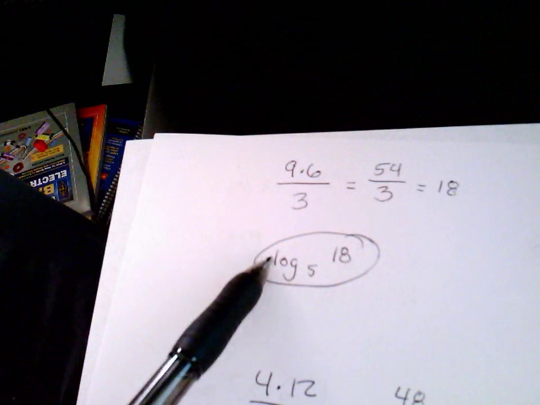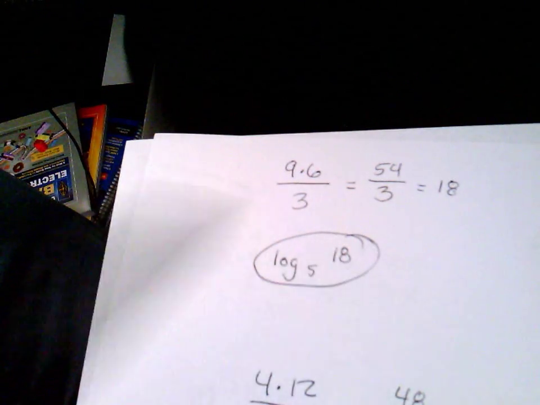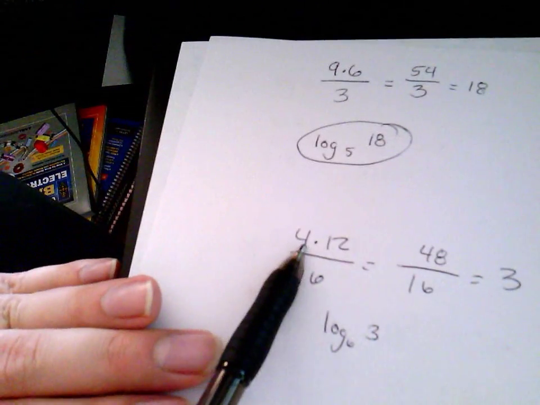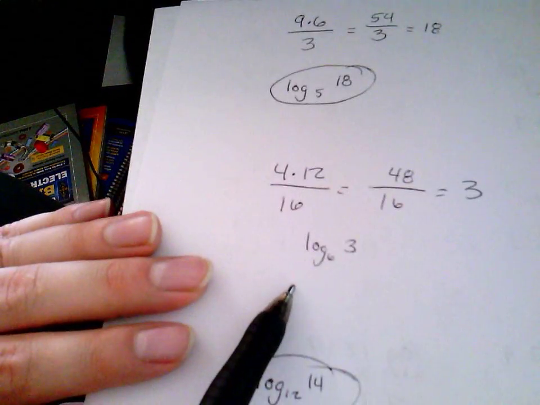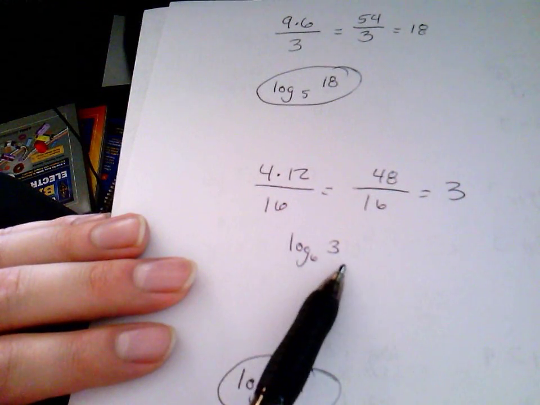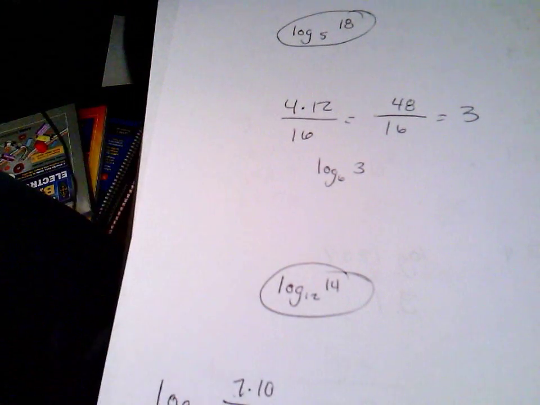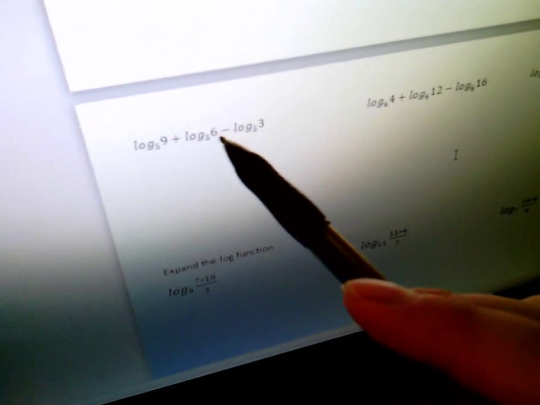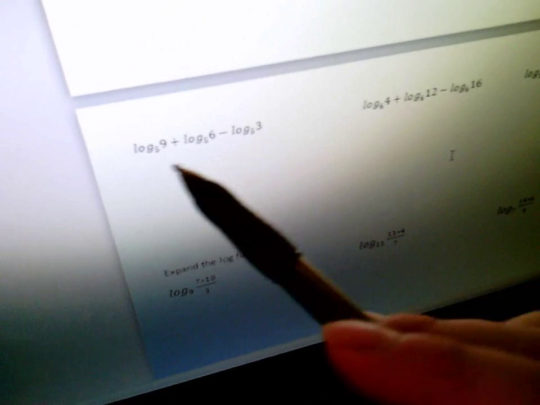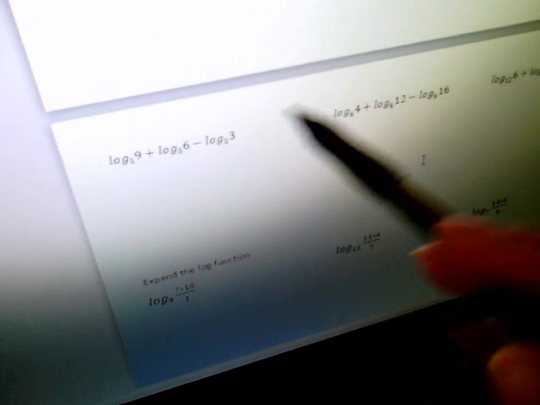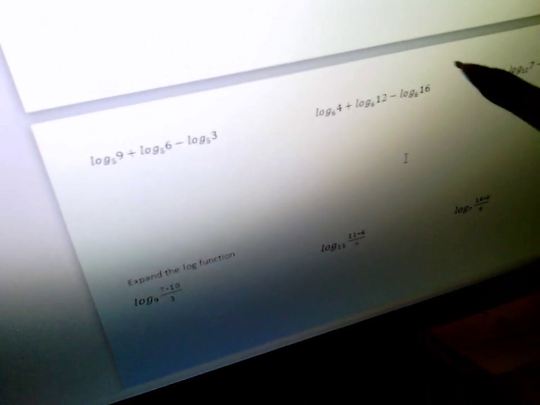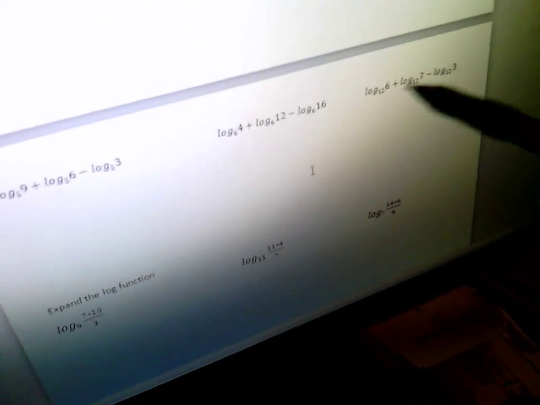So we rewrite the log and the base and just write the bigger number we ended up with. The next one was 4 times 12 divided by 16. So log base 6 of 3. Last one will just be log base 12 of 14. Uses the same method. You're going to multiply these two numbers together, divide by this. So it would be 9 times 6 divided by 3, 4 times 12 divided by 16, 6 times 7 divided by 3.